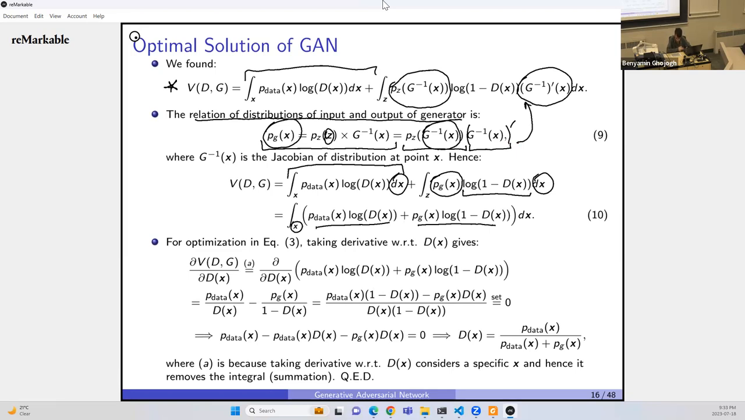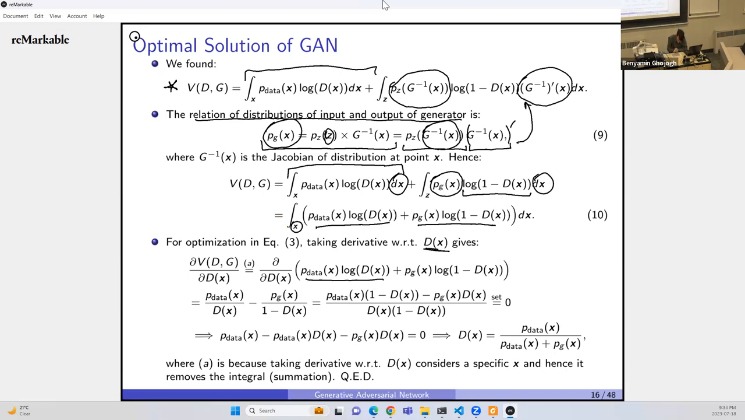Now we know that for optimization, we need to take derivative with respect to D because I assume G is fixed. Now I'm optimizing with respect to D. Let's take derivative of this with respect to D. What happens? Once you take derivative with respect to D, it cancels out the integral. Do you agree? Derivative is the opposite of integral. It cancels out the integral, but you still need to do the chain rule.